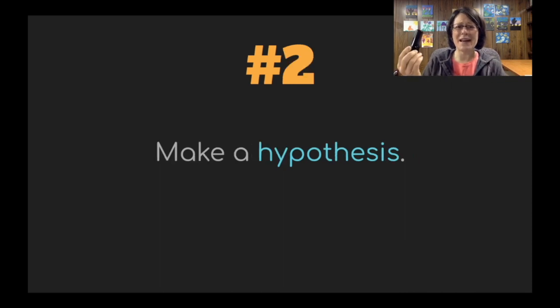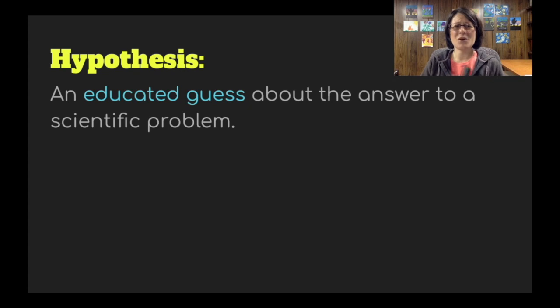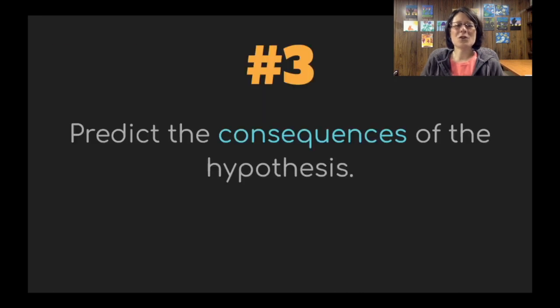So I'm going to make a hypothesis about why my flashlight will not work. From the past, I think my flashlight will not work because it needs new batteries. So I have formed a hypothesis that is an educated guess about the answer to a scientific problem based on previous knowledge about flashlights and experiences with flashlights. So number 3 is to predict the consequences of the hypothesis. So my prediction about the consequences is that if I change the batteries, my flashlight will work.